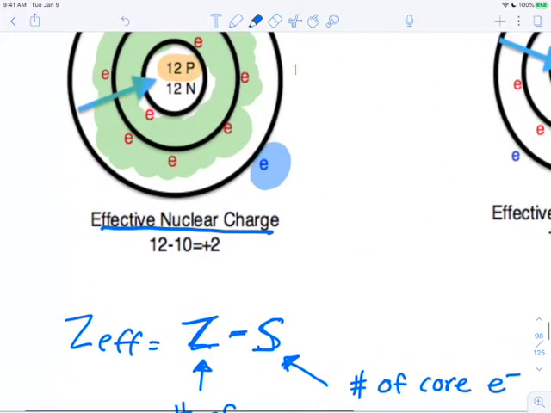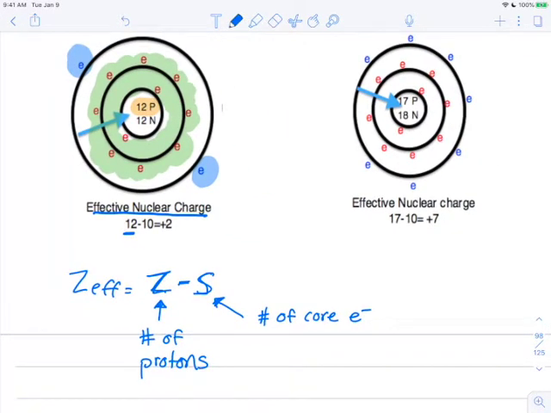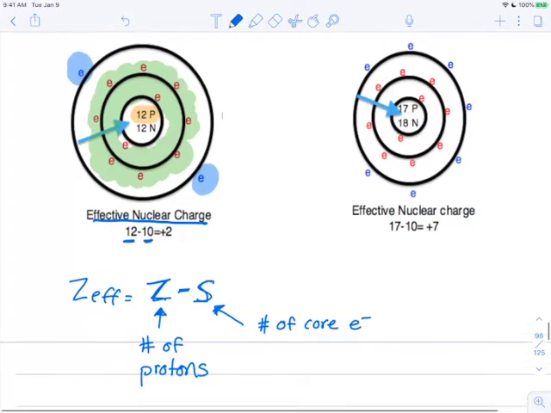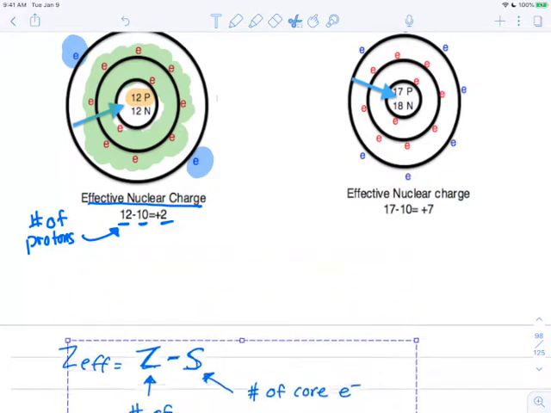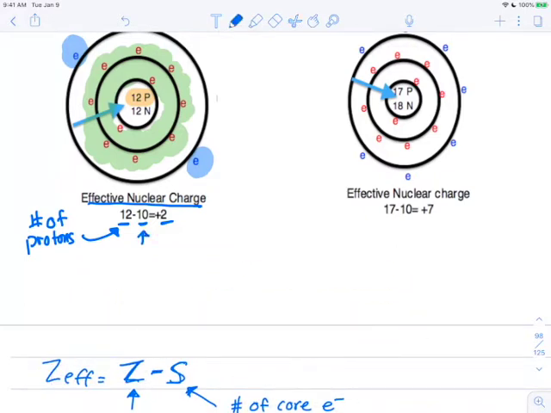So here we had originally a plus 12. Those were our protons, and we've subtracted out 10 because here in magnesium we have 10 core electrons, and we end up with a Z effective of 2. So again, 12 are the number of protons, 10 is our core electrons, and 2 is our Z effective, the effective nuclear charge.